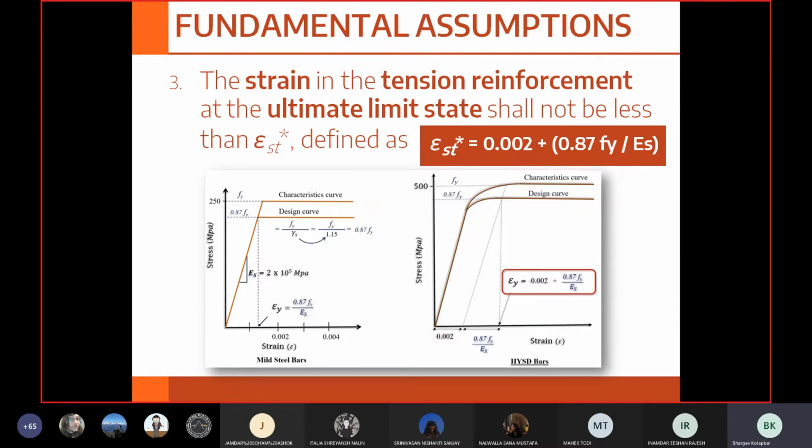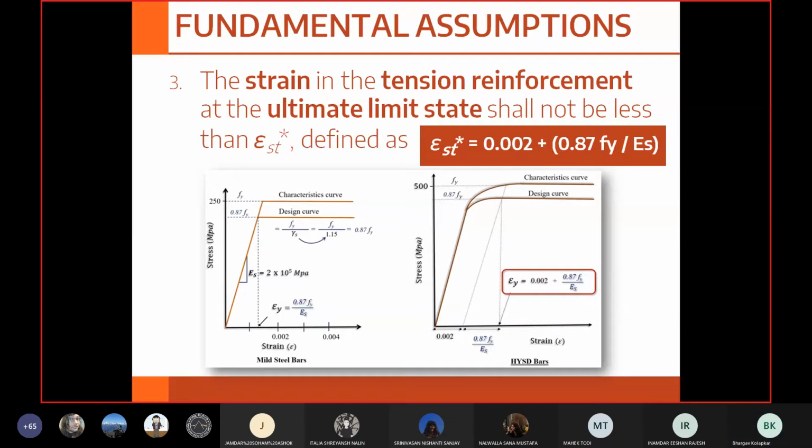And why is this important? This is important because it gives us ample warning before the actual collapse occurs. If a beam reaches a strain of 0.0035 and suddenly collapses, then basically we did not have any chance to get out of the building. There was no warning. It is a brittle failure.